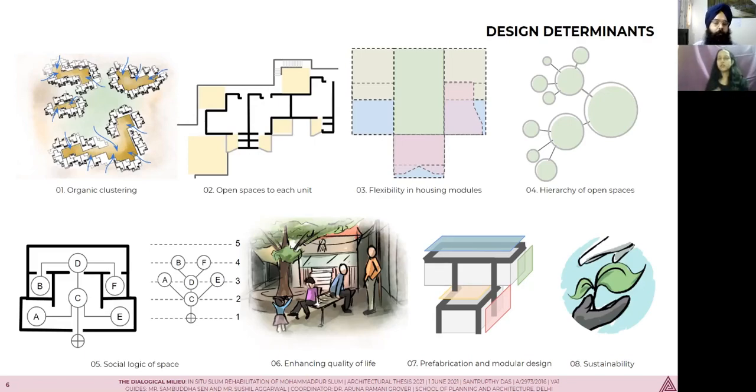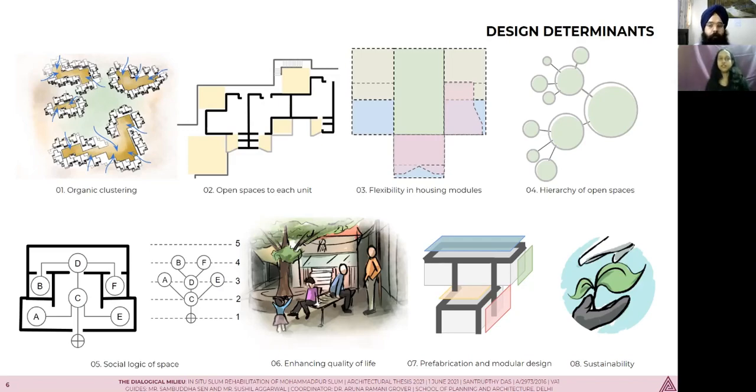The next thing, as I talked about health, is hierarchy of greens. Currently, if we look at any slums in Delhi or elsewhere, we generally have very narrow passageways and buildings almost hugging each other. So there is a lack of natural ventilation and light, which creates unhealthy situations. The green environment would ensure that. Then the social logic of space, as I explained, and then enhancing the quality of life. This specific driver was the most important for me to understand: we have to enhance the quality of the living conditions and not take them away from their own lifestyles. Then the technology drivers were prefabrication, modular design, and sustainability.